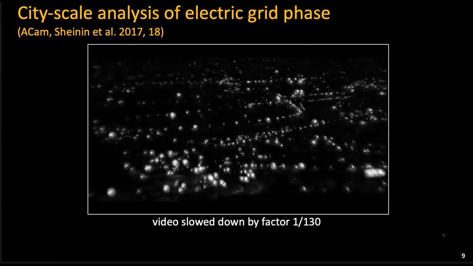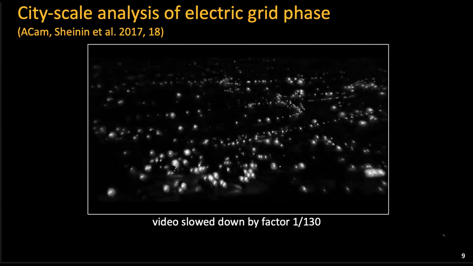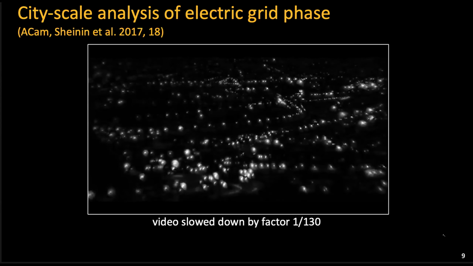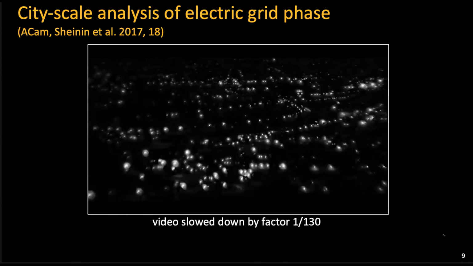The next example is one of my favorites. It's not my work, but it's from my current postdoc, Mark Sheinin, and his co-authors, Yoav Schechner and Kyros Kutulakos. This was one of the best papers a few years ago in CVPR. What they did, very cleverly, was capture the flicker of light sources. Because of AC, alternating current, light sources flicker, and the phase of that flicker tells you what phase they are on.